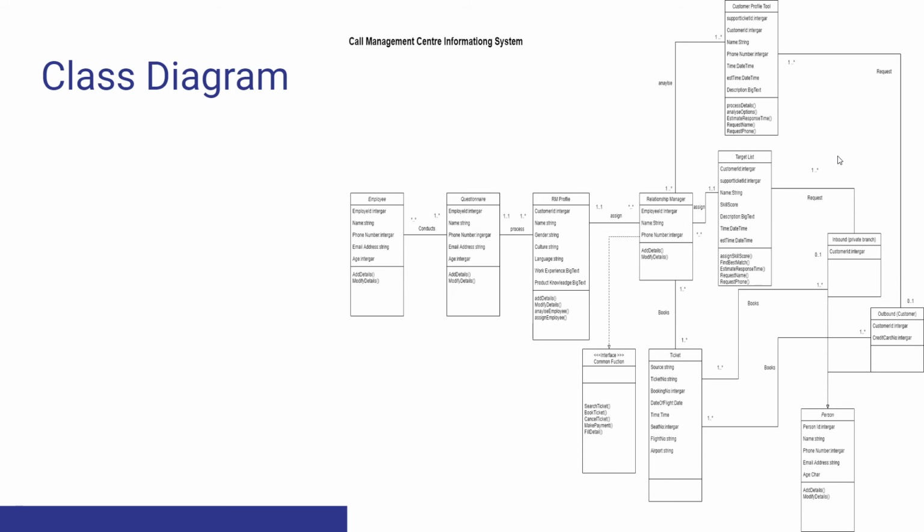Lastly, the interface class shows the process of relationship managers searching, booking, or cancelling tickets, and the ticket class involves both relationship managers and customers filling in the details for the ticket: the date, time, and the flight number.